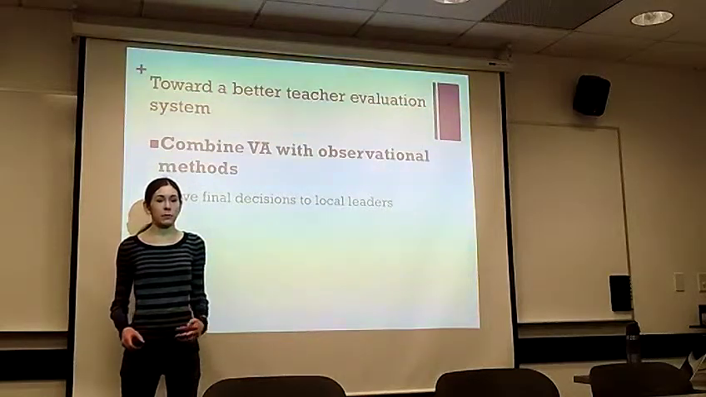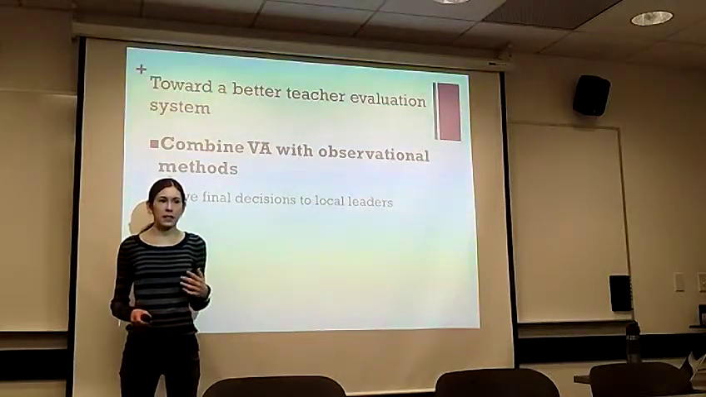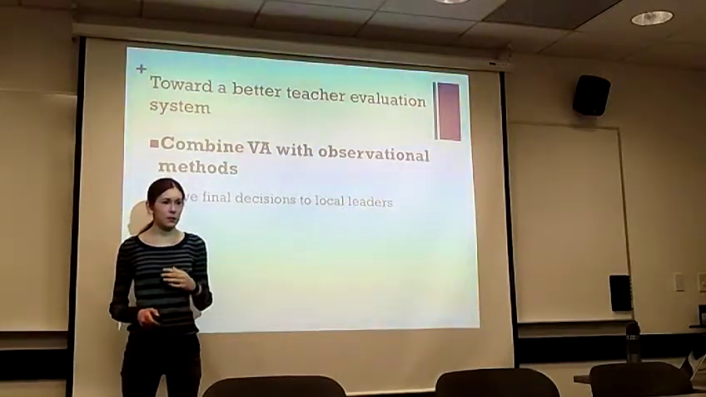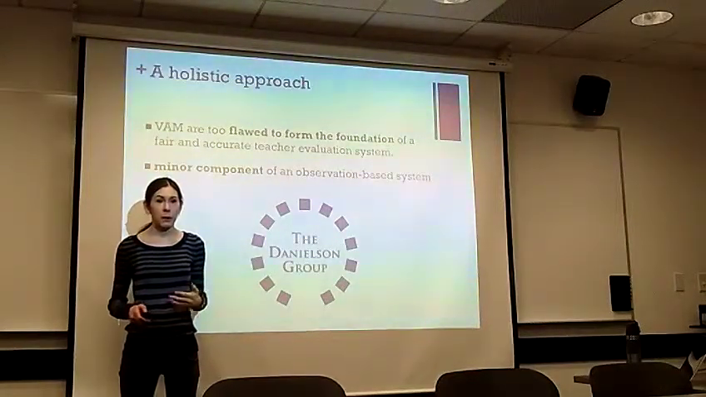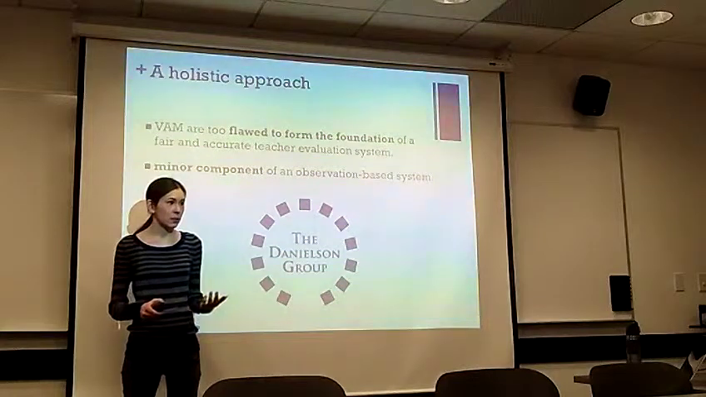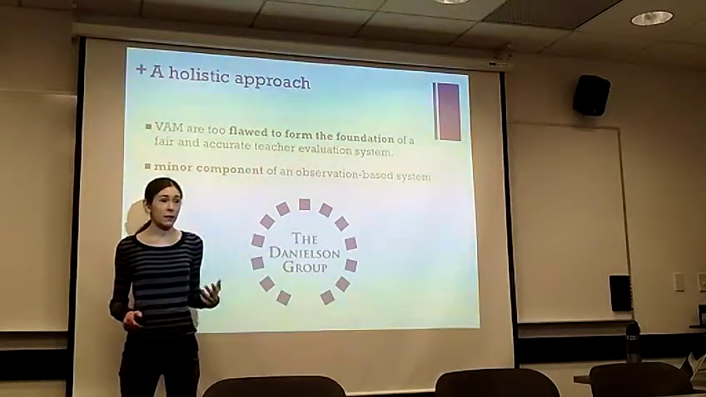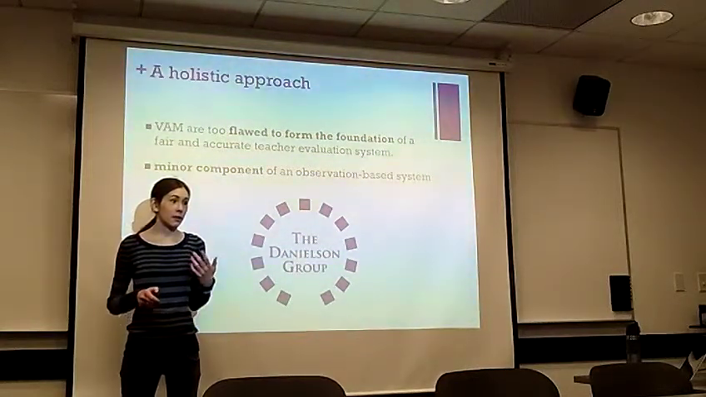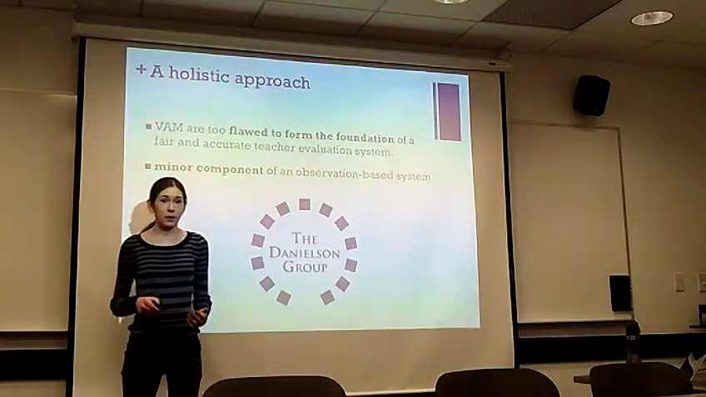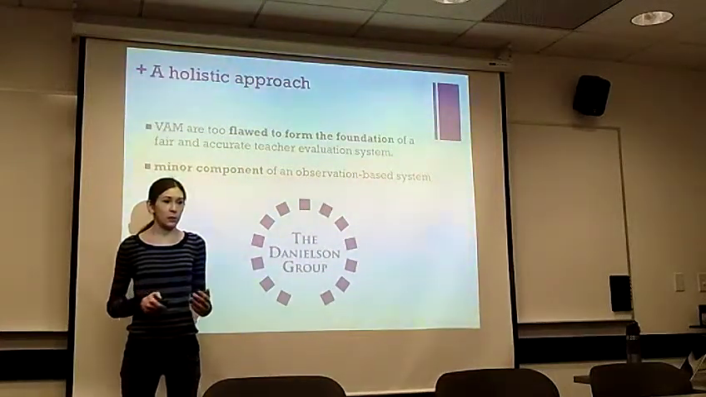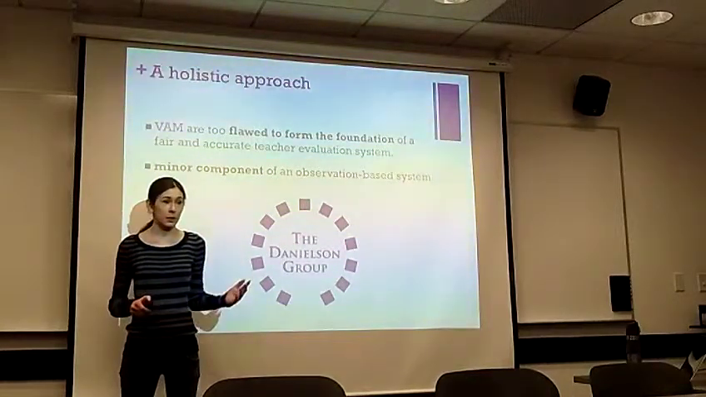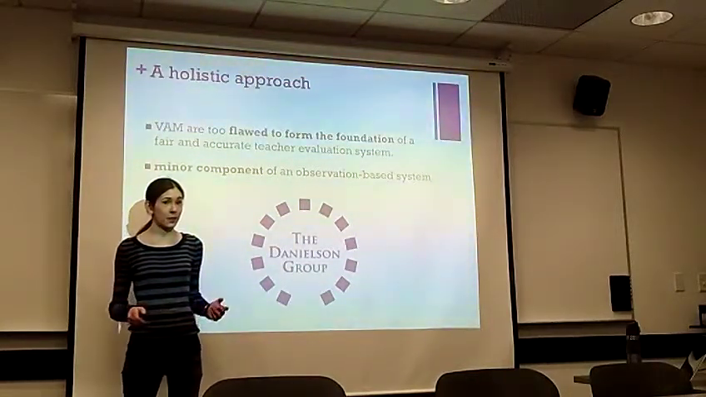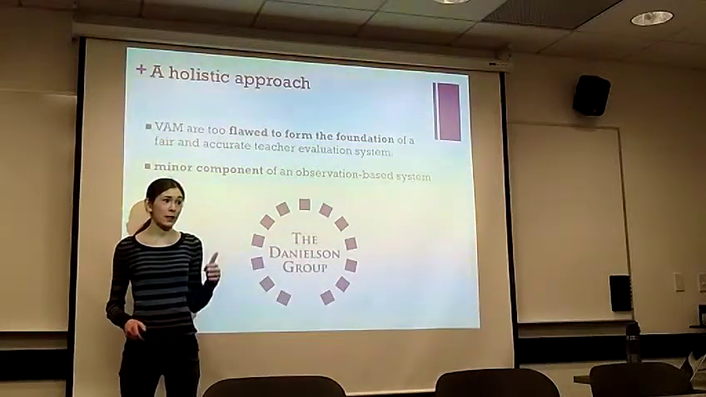First, value added should be only a minor supplement, maybe 10 or 20% to a system based on observation. In recent years, research groups have come up with sophisticated observation rubrics. For example, the Danielson Framework for Teaching has trained impartial evaluators carry out multiple observations. They rate teachers on a scale from 1 to 4 with clearly defined scores in 32 different categories. That's a lot better than a simple thumbs up or down.